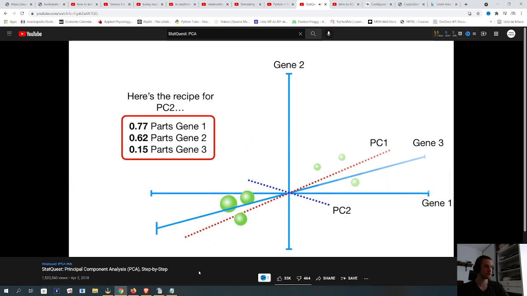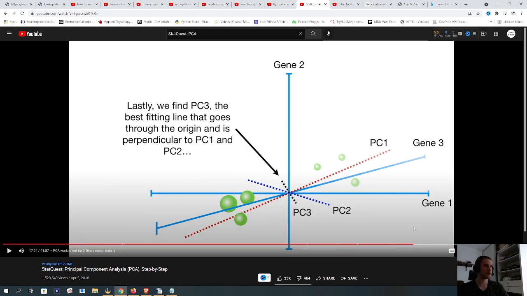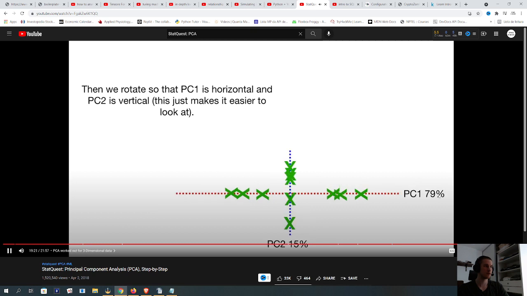Here's the recipe for PC2. In this case, gene 1 is the most important ingredient for PC2. PC1 is always more important than PC2. Then we rotate so that PC1 is horizontal and PC2 is vertical.